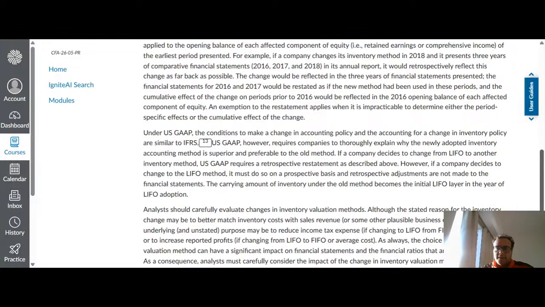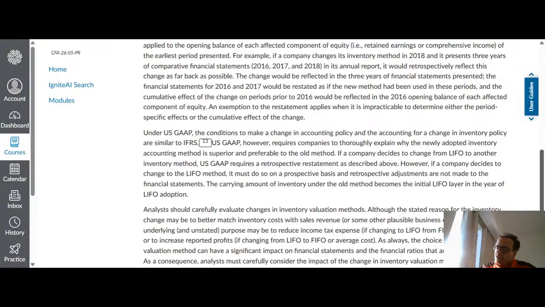However, it requires company to thoroughly explain why the newly adopted inventory accounting method is superior and preferable to the old method. If the company decides to change from LIFO to another method, it requires a retrospective restatement as described. However, if it decides to change to LIFO, it must do so on prospective basis and retrospective adjustments are not made to the financial statement.